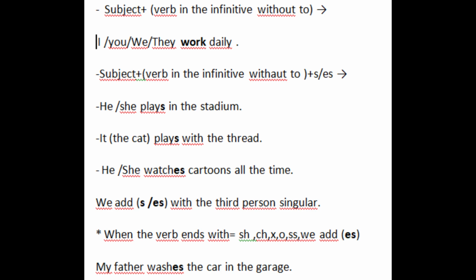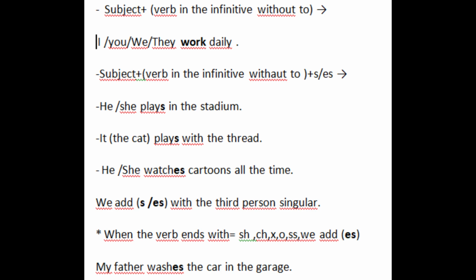Sometimes we add es with he, she, and it. Of course, always in the present simple. For example, he watches cartoons all the time. She watches cartoons all the time. But when do we add es to the verb?